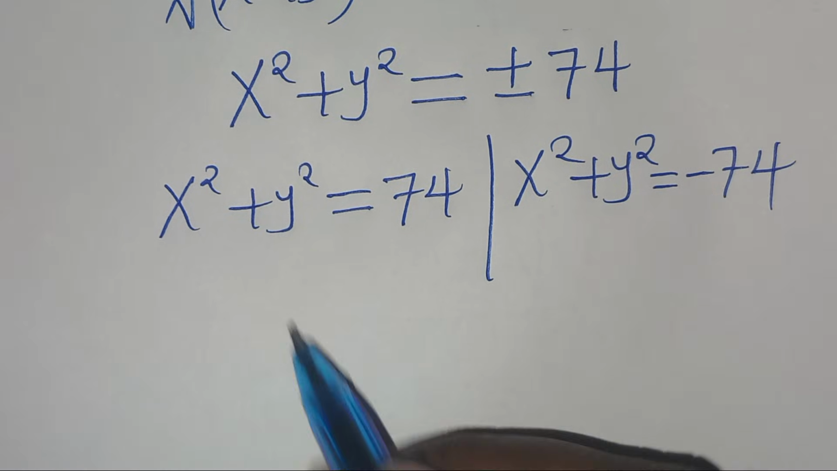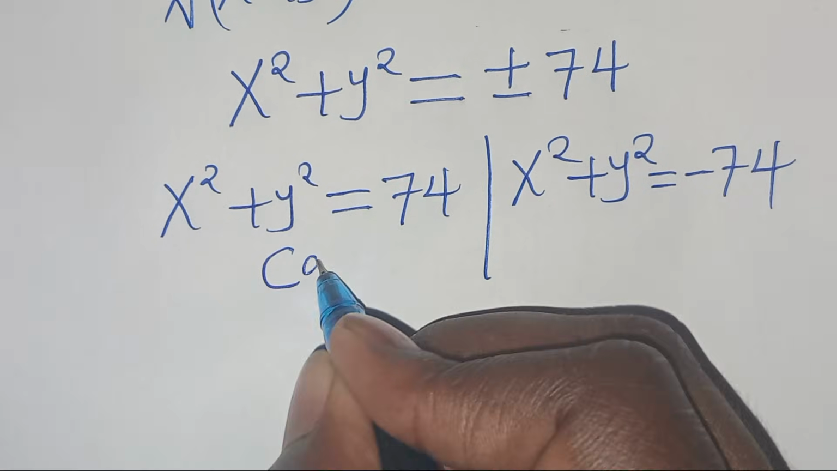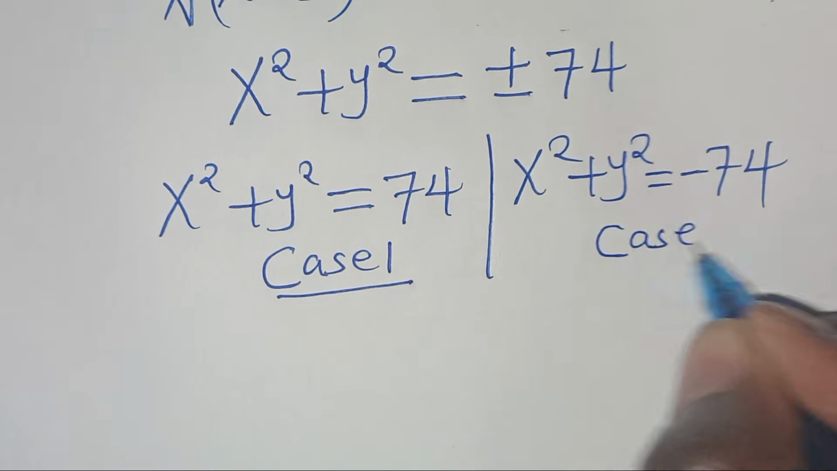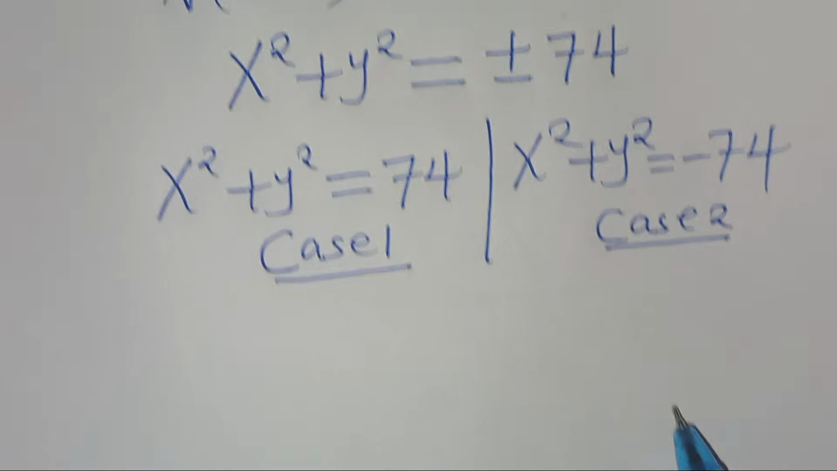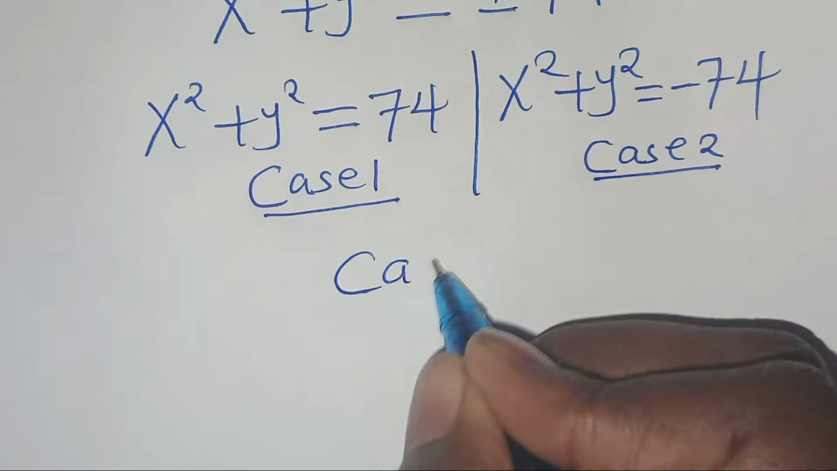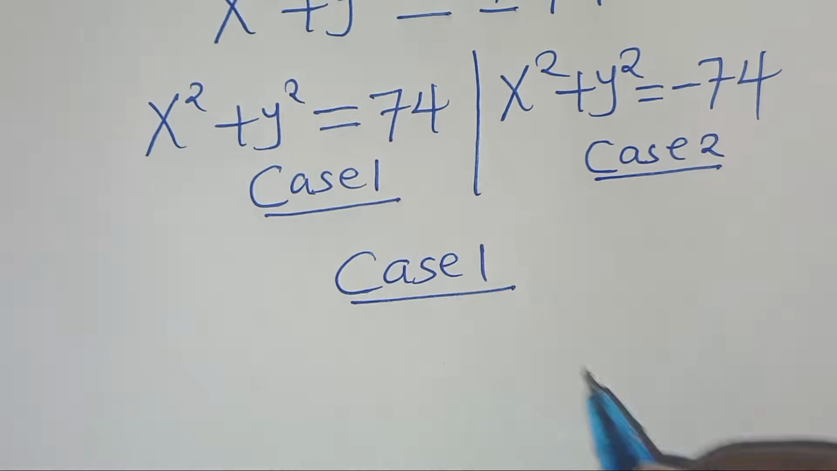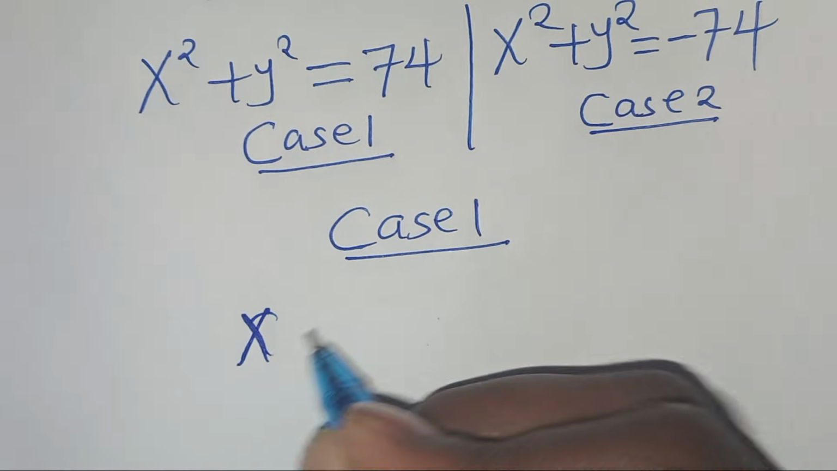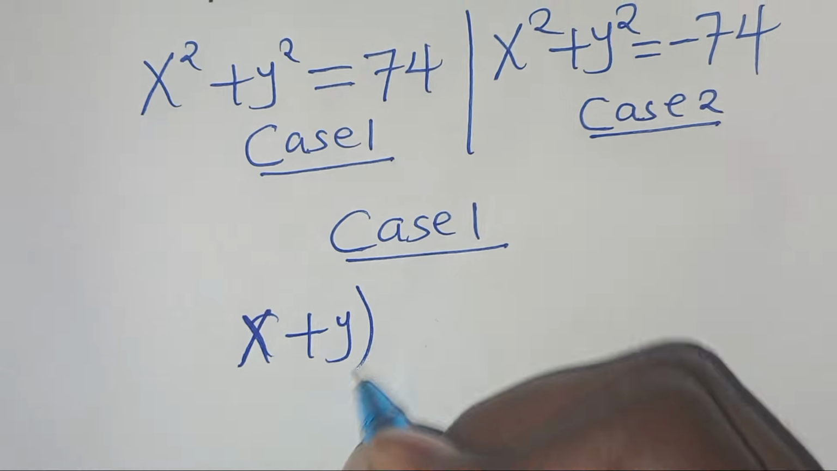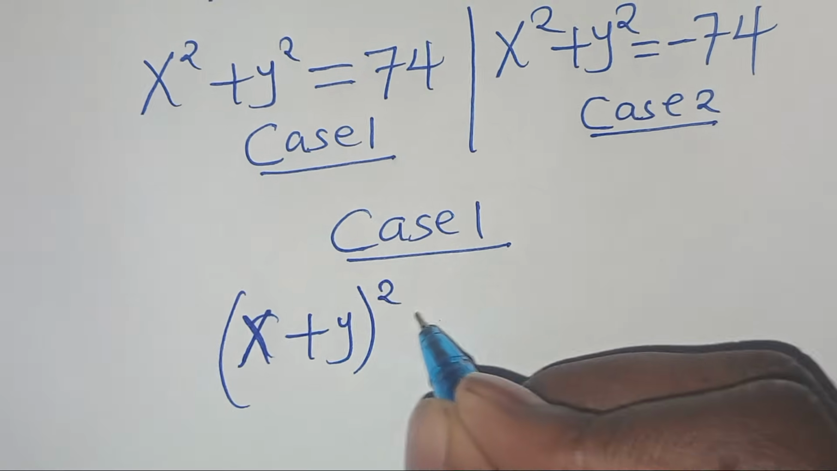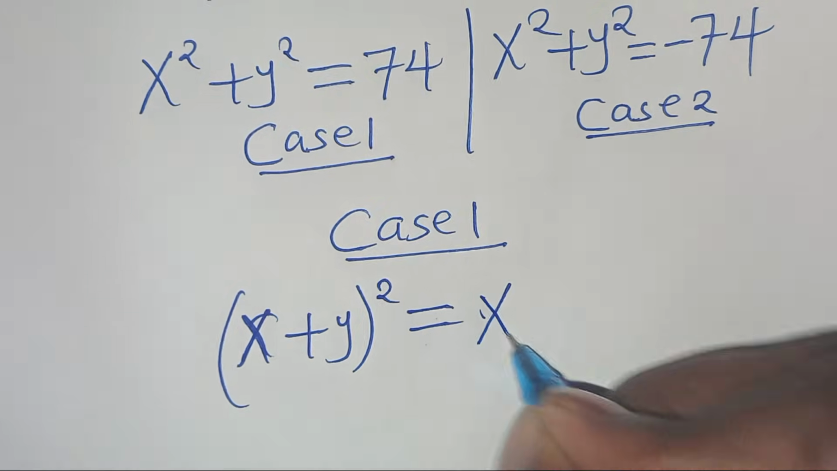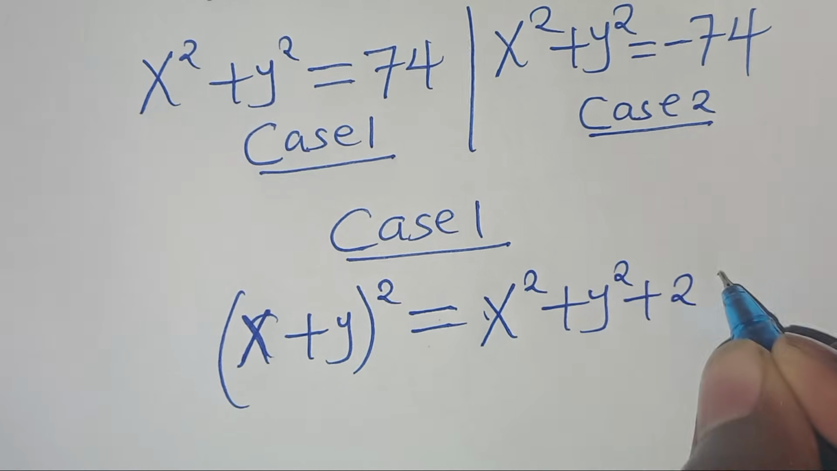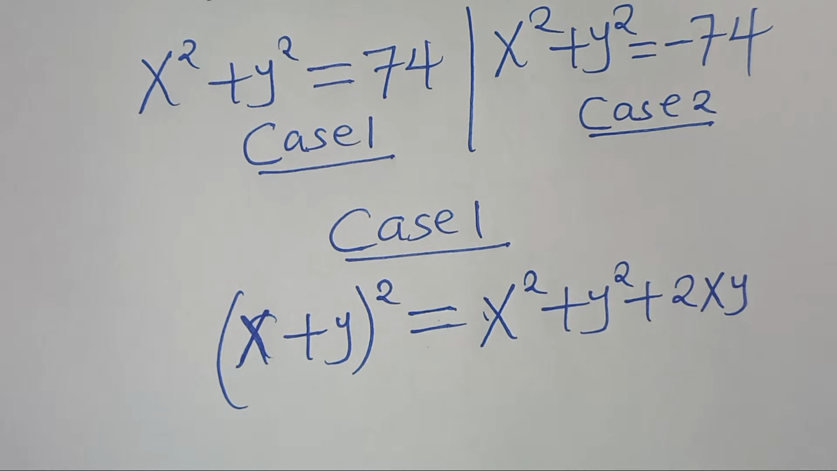Now we have got two cases here. Let's call this case 1 and this case 2. So let's start with case 1. We know that x plus y raised to the power of 2 is the same thing as x squared plus y squared, plus 2 times xy.